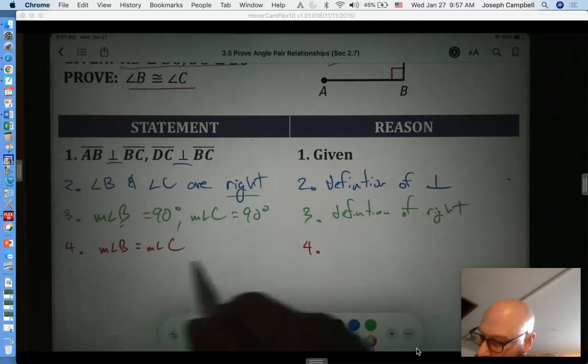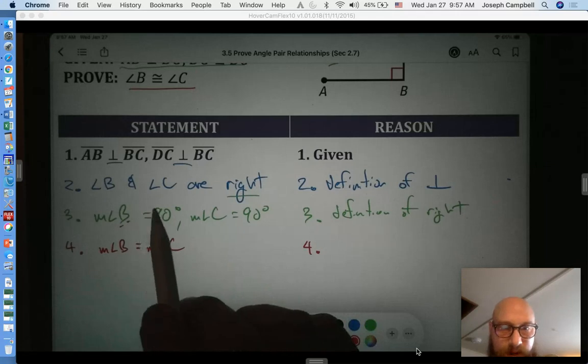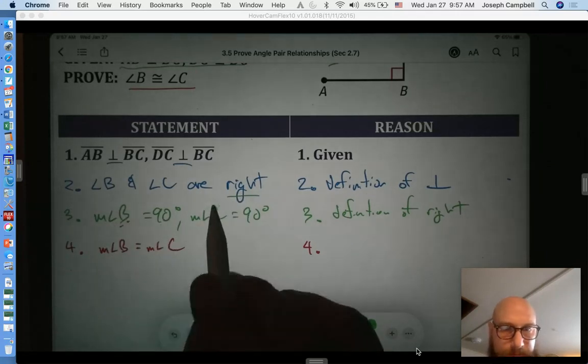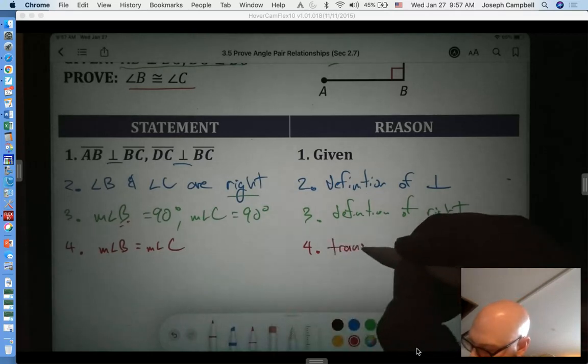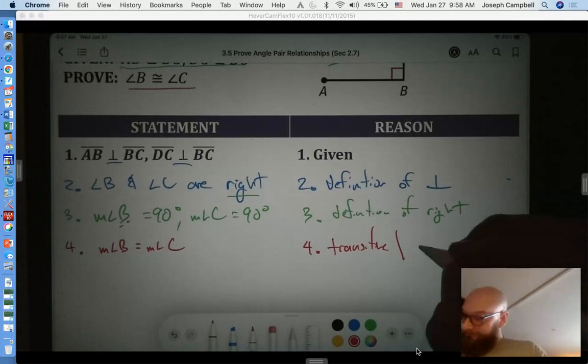All right, so how did they say these are equal? If I'm as tall as my dad and my brother's as tall as my dad, then I'm as tall as my brother. Transitive property. You could also make an argument for substitution.